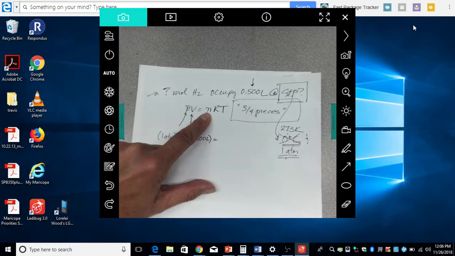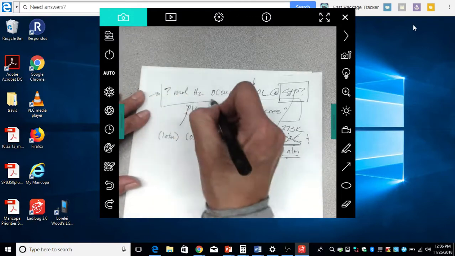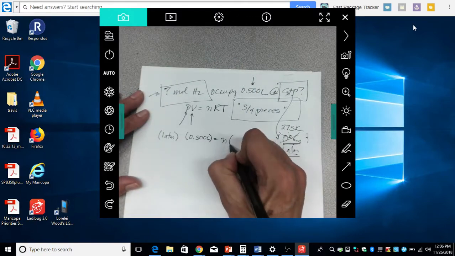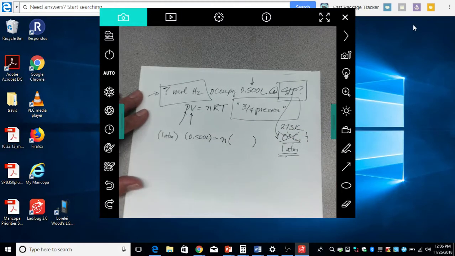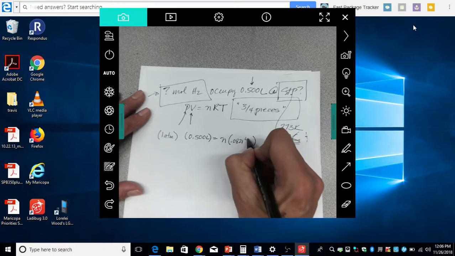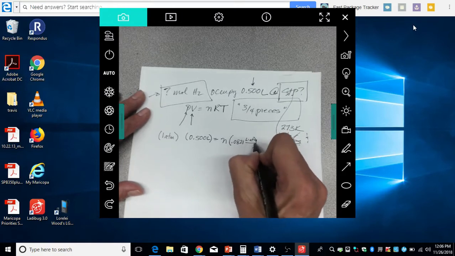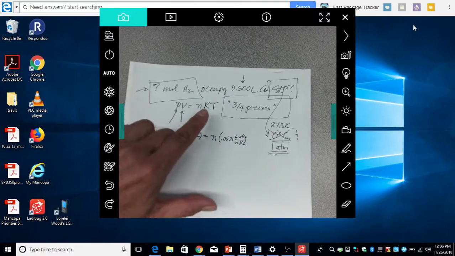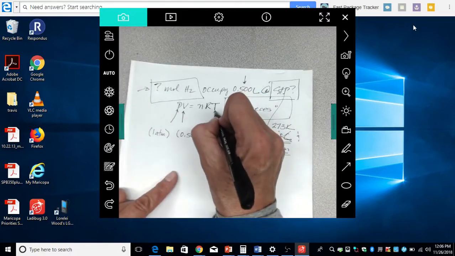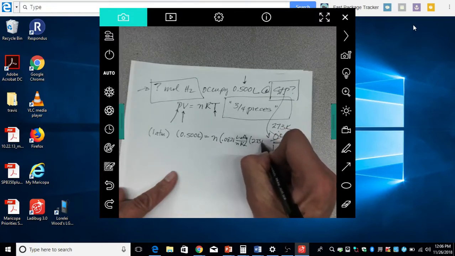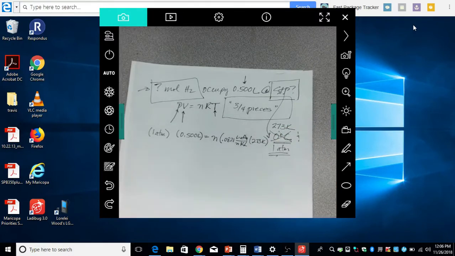What's N? Number of moles. Do we know that? No, but that's what we've got to find out, right? So N, and what's R? I think I told you guys what R is already, that's 0.0821 liters times ATM per mole Kelvin, right? And then what's my temperature? 273.